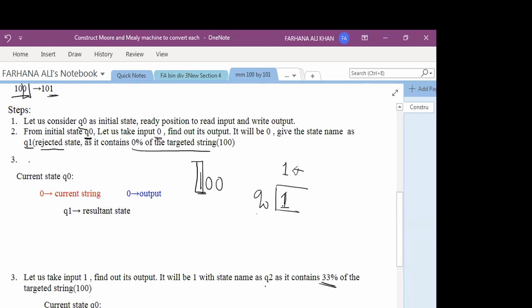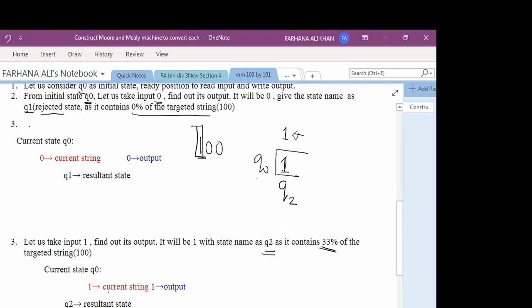So let us give this condition a new name, Q2. What is Q2? It is the state in which the current string is 1 and the output is 1. So this condition is known as Q2, which is called the resultant state. Here, this is your initial state Q0 with the input symbol 1. It is generating the output 1. Here the input symbol and output symbol are not different, they are the same.